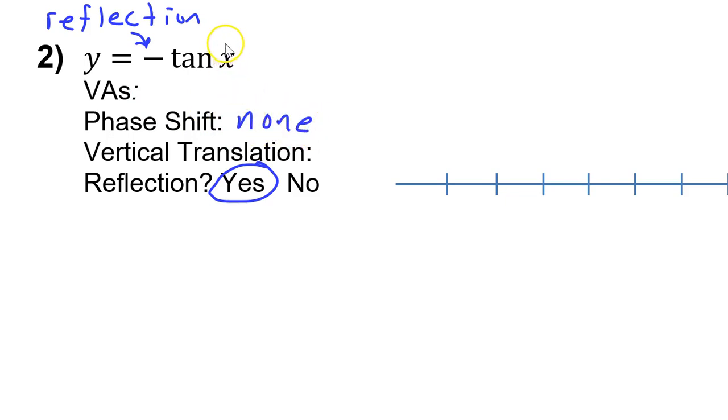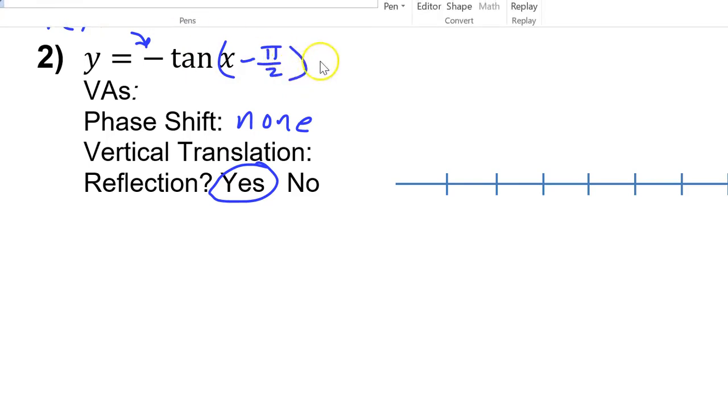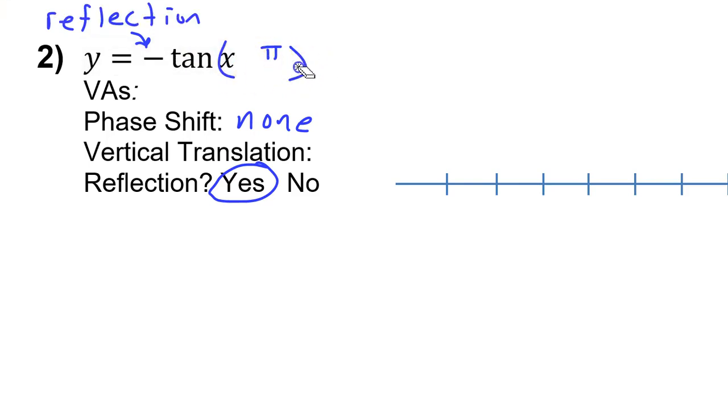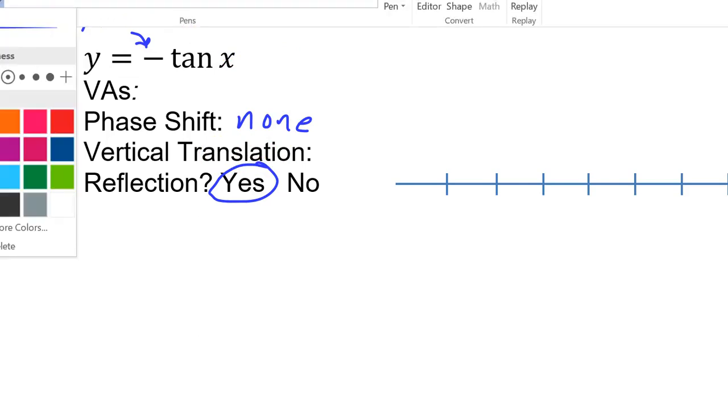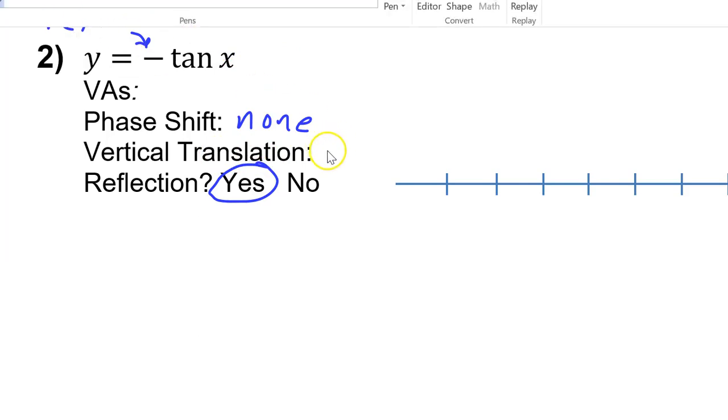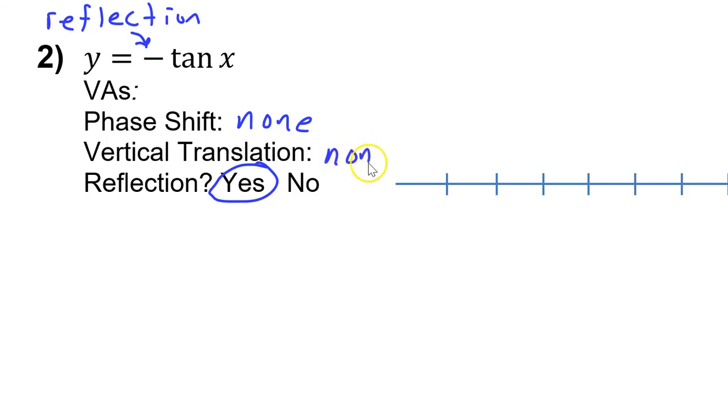All right, the phase shift will happen when you have like x minus pi over 2 or something like that. That would be a phase shift. We don't have that happening. Okay, it's nothing with the parentheses. There's also no vertical translation. There's nothing being added or subtracted on the end. So we'll say none to that as well.